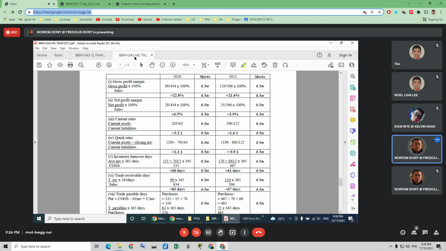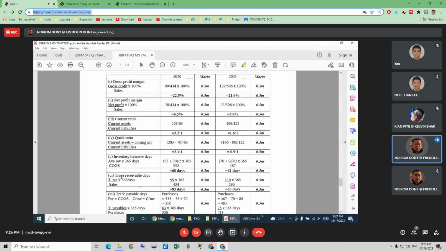So the calculation here, 68 days previous year. Current year is 61 days. So this indicates that during the current year they are more efficient, because they can sell the inventory much faster than in 2020. So that is your comment.